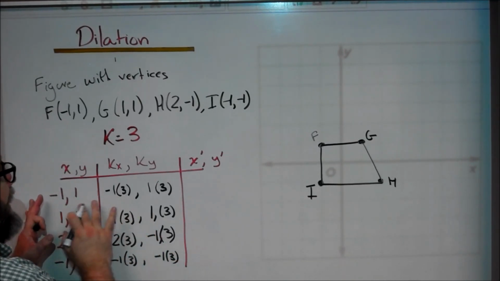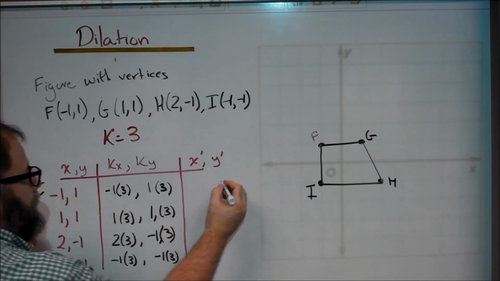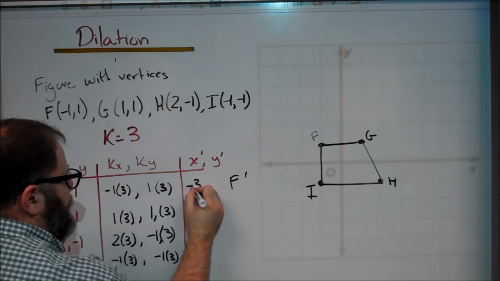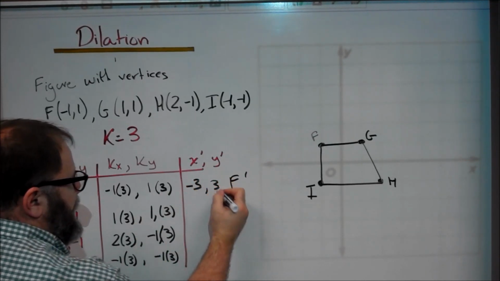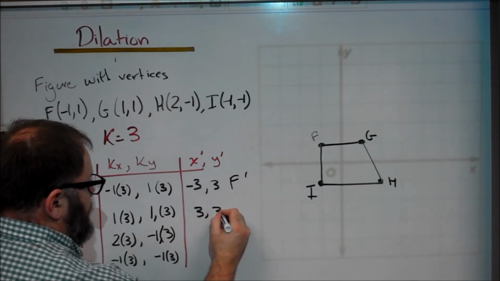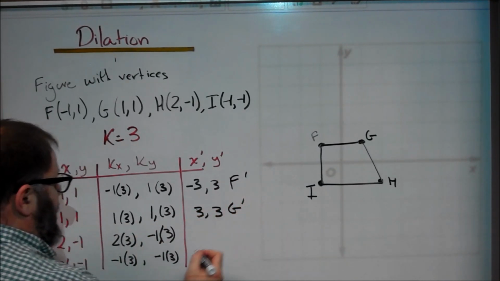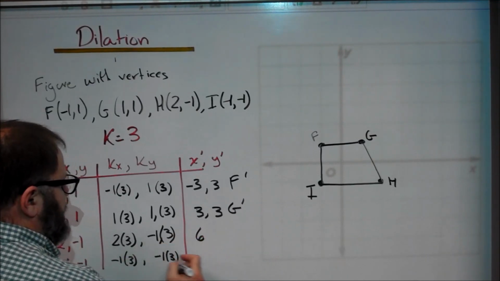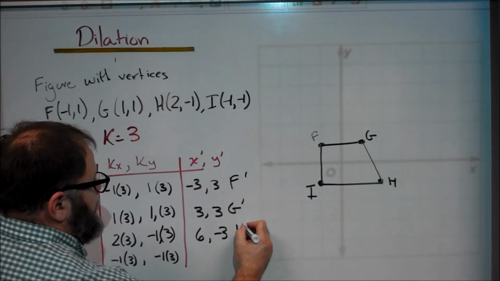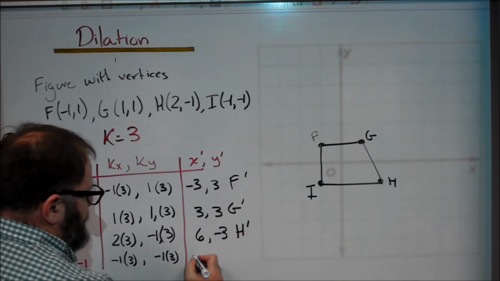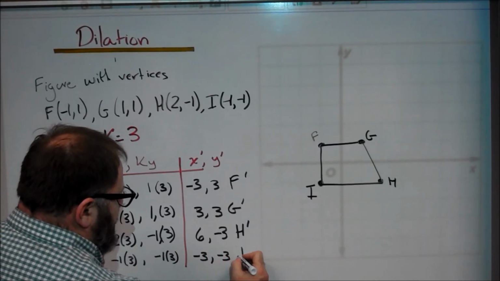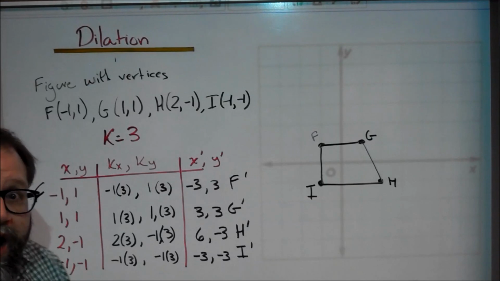So our new ordered pair for F here, this is F prime. 3 times -1 is -3. 1 times 3 is 3. 3 times 1 is 3. 3 times 1 is 3. That was G prime. 2 times 3 is 6. -1 times 3 is -3. That is H prime. -1 times 3 is -3. -1 times 3 is -3. And that is I prime.